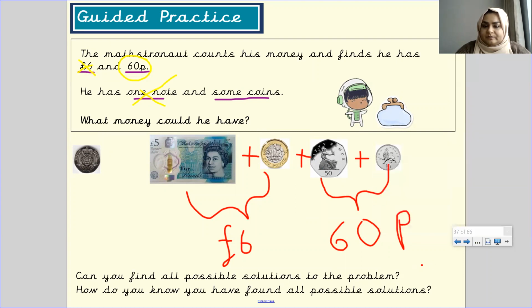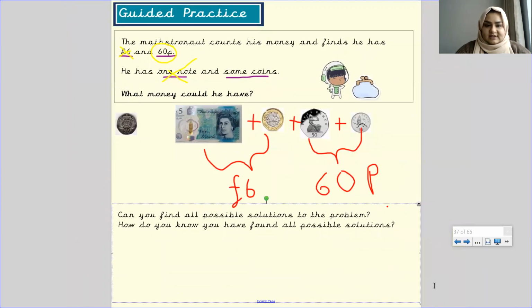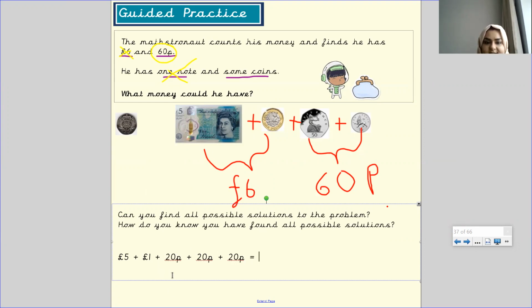So if you made £6 60p this way, using this, so if you did £5 add £1 add 20p add 20p add 20p, that is correct, because 20 add 20 add 20 is 60.